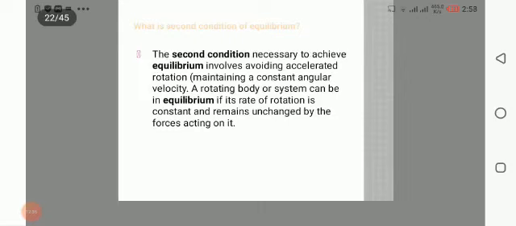What is the second condition of equilibrium? The second condition necessary to achieve equilibrium involves avoiding accelerated rotation, maintaining a constant angular velocity. A rotating body or system can be in equilibrium if its rate of rotation is constant and remains unchanged by the forces acting on it.